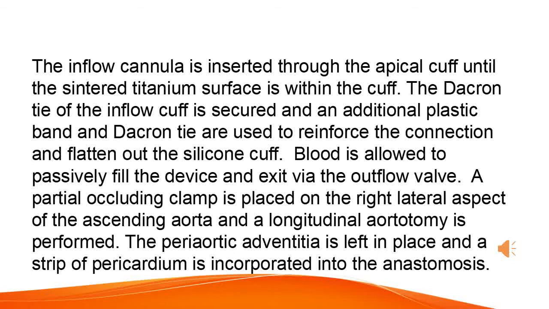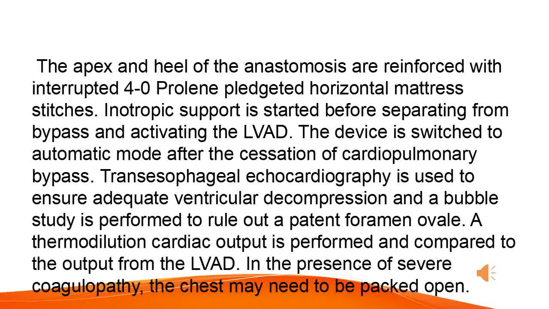A partial occluding clamp is placed on the right lateral aspect of the ascending aorta and a longitudinal aortotomy is performed. The periaortic adventitia is left in place and a strip of pericardium is incorporated into the anastomosis. The apex and heel of the anastomosis are reinforced with interrupted 4-0 Prolene pledgeted horizontal mattress stitches. Inotropic support is started before separating from bypass and activating the LVAD.